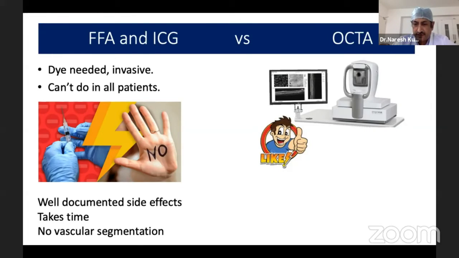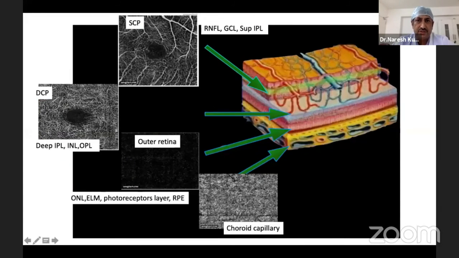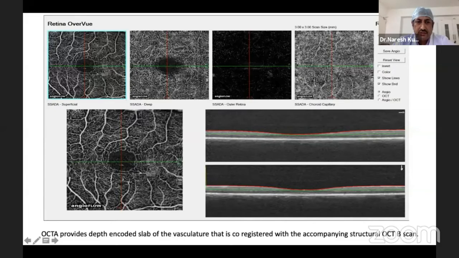In OCTA, it's a dyeless procedure. It is very quick, it's repeatable, and segmentation of the vasculature is possible. Basically, these are the 4 slabs that you get in OCTA: superficial capillary plexus, deep capillary plexus, outer retina, and the choriocapillaris. The other beauty is that all these depth-encoded slabs come co-registered with the structural OCT B-scan. So this is the only machine which gives you the structural OCT B-scans along with the information about the vasculature.